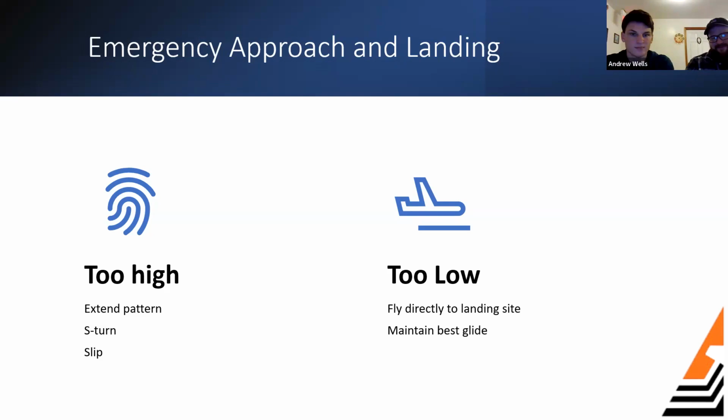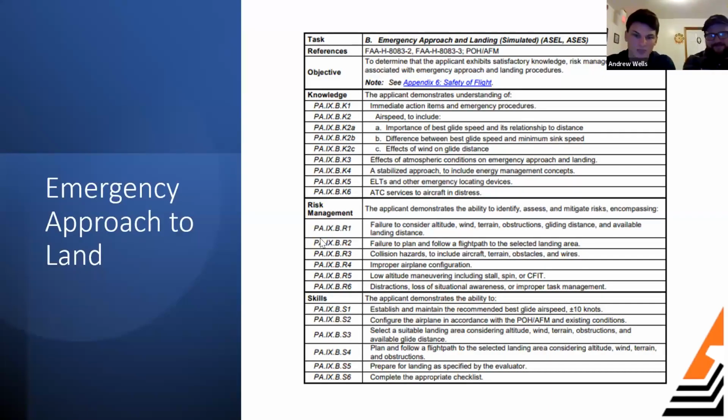All right. Here's what they say. Establish and maintain best glide speed, plus or minus 10 knots. Like I said, use that trim, because otherwise you're probably going to exceed that if you're still trimmed for level flight. Configure the airplane. Then, best place to land. Select a suitable landing area.